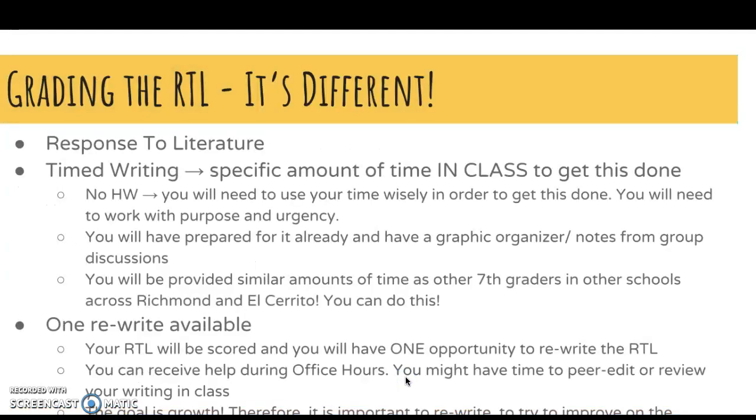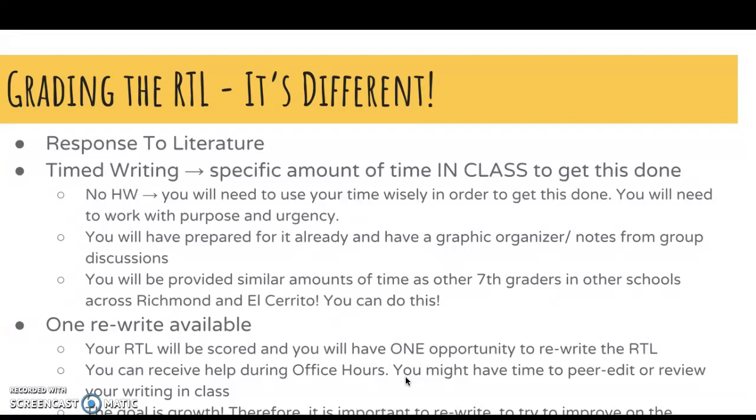Okay. After you've answered the first 4 questions, you're going to be thinking about how we grade RTLs, because they're going to be a little bit different than the rest of the grading that we do at Summit. They're actually going to be timed writing, which means that you're going to have a specific amount of time in class to get this done. That means that you won't have to do it for homework. You'll actually need to use your time wisely in order to get this done. You'll need to work with purpose and with urgency, and you'll need to really use every minute that you're given.